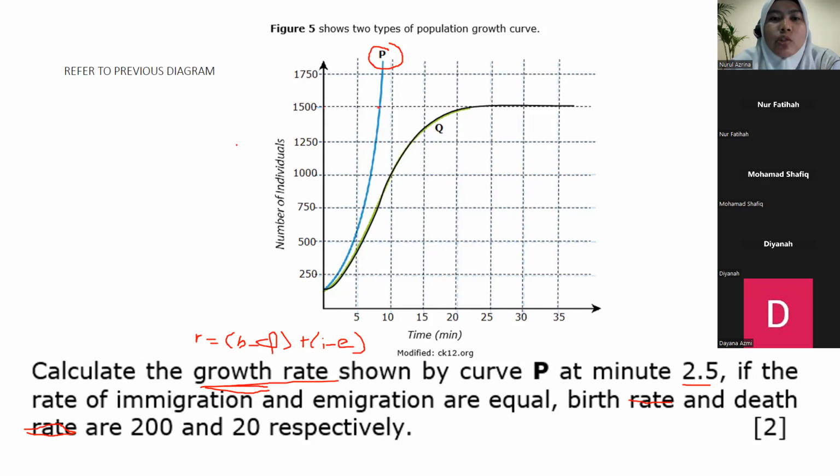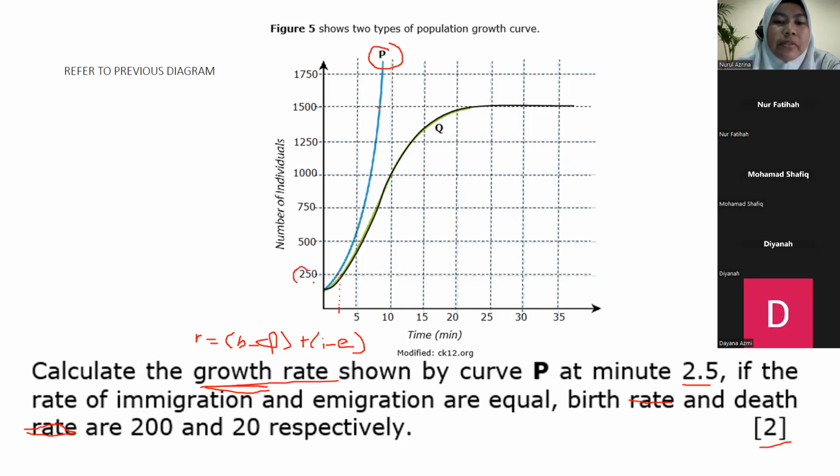Ingat tulis formula dapat 1 markah. So you can see here the mark given to you is 2 marks over here. So tulis formula dapat dah 1. So jangan lupa tulis formula. Okay? Right. What is the answer? Okay, first what you need to find. You need to find what is the N, population size of curve P at minute 2.5. So what is the number of population dia at minute 2.5?